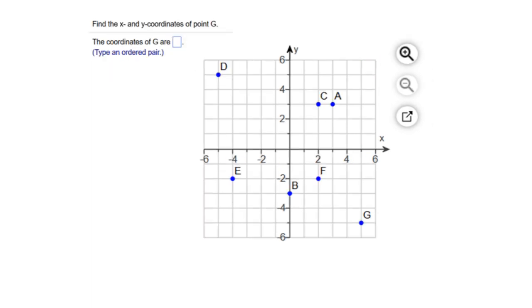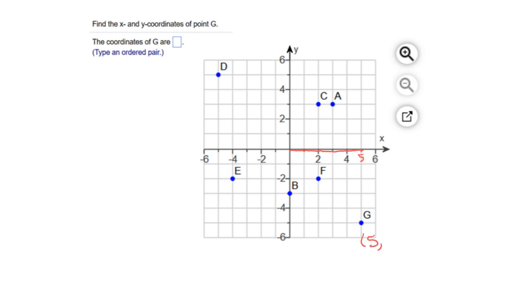For this problem, although there are a lot of points on here, in particular, it's asking for the x and y coordinates for point G. So let's focus on point G. Once again, we're going to start at the origin. We're going to move towards G, move right or left first, then up or down. So once again, starting at the origin, I'm moving to the right, and I'm stopping at x is 5.